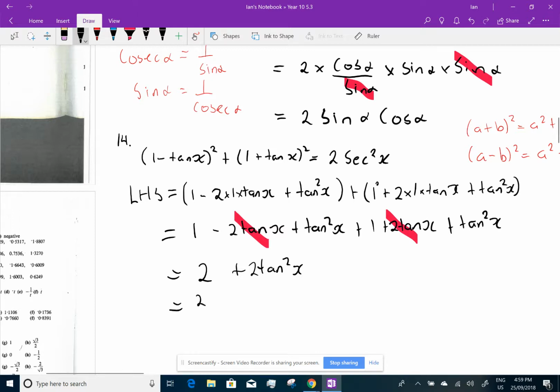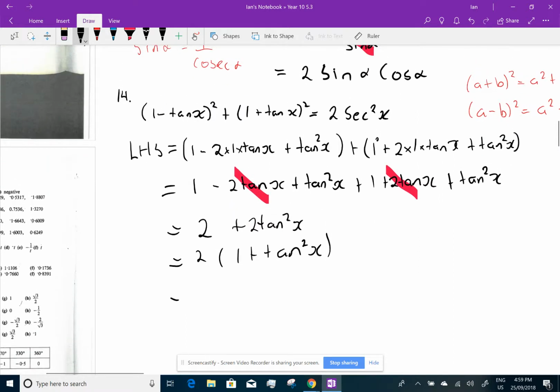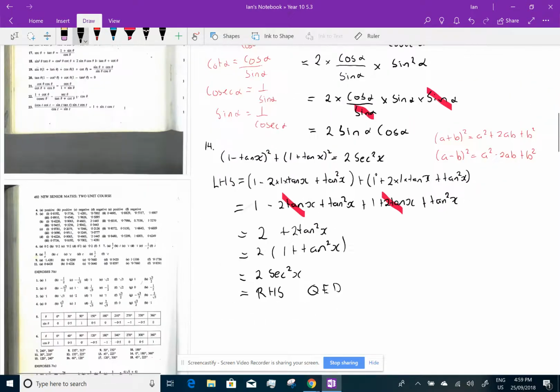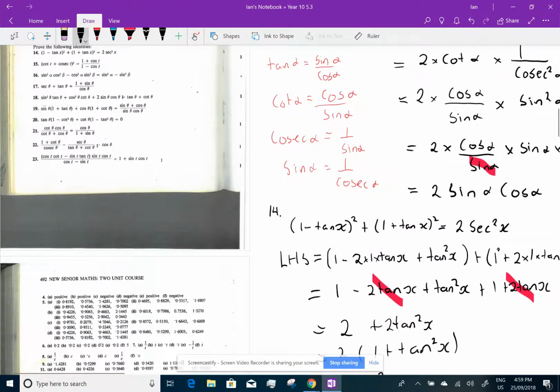If I factorise out the 2, I get 1 plus tan squared x, which I know from my trig identities is sec squared x, which is the right-hand side. And I love writing the QED, quod erat demonstrandum. So that's question 14. Now, I'm not going to do all of this. I want you to have a crack.